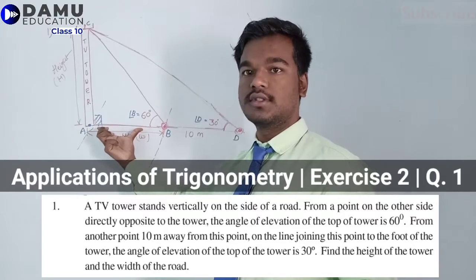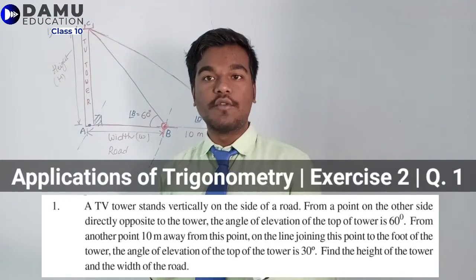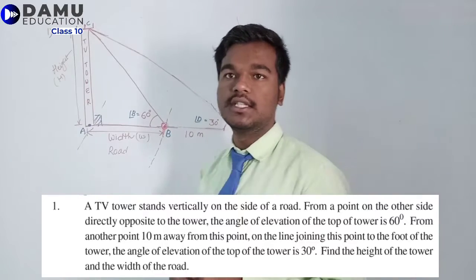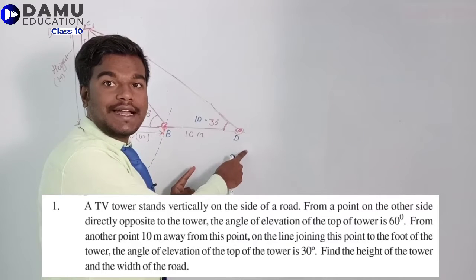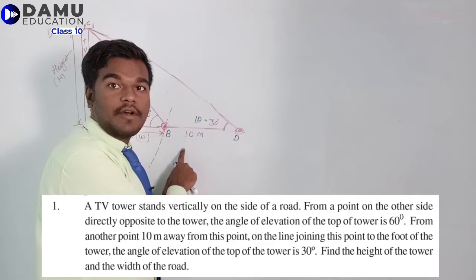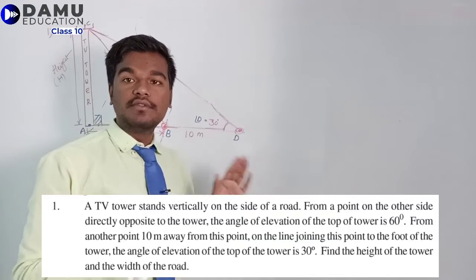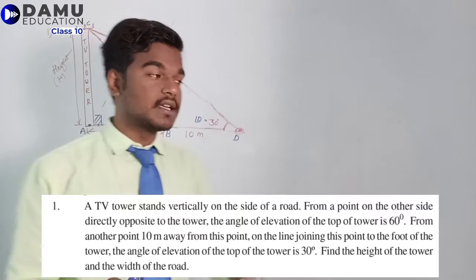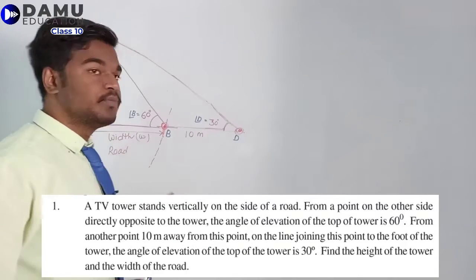So what is the width of the road? This is the width of the road, that is AB. And what is the height? We don't know. So there is one height for that tower, and 10 meters apart from this point, another point is located, at an angle of elevation of 30 degrees. So this is 10 meters apart from the same point. We have to find the width and the height, since two angles of elevation are given, one for the width and another for the height.